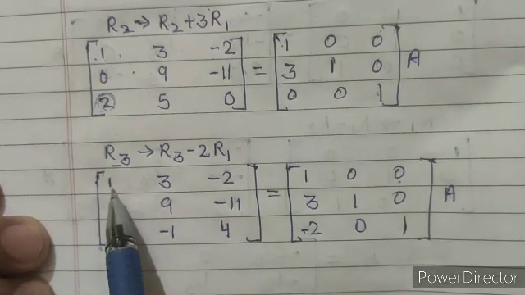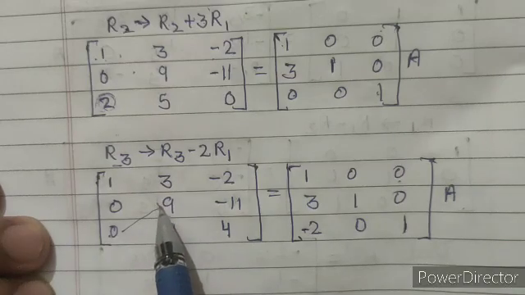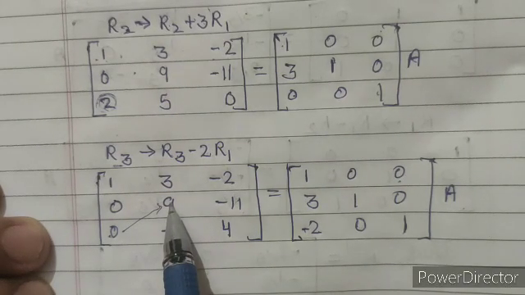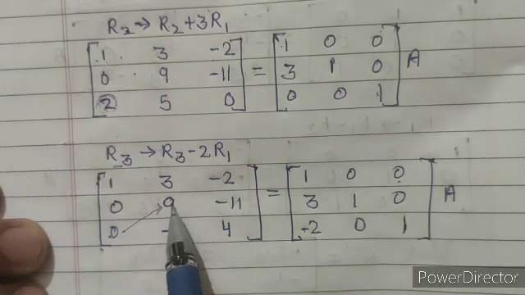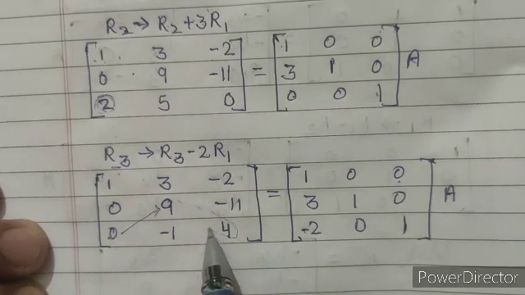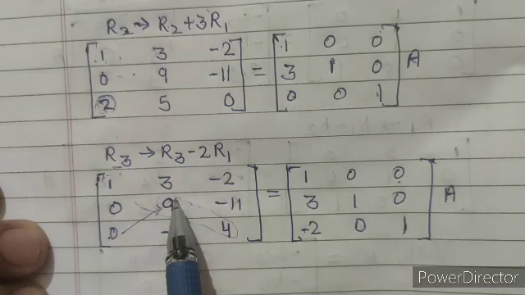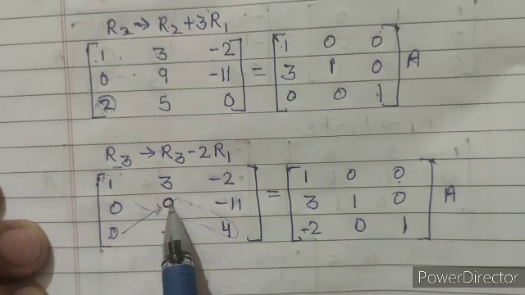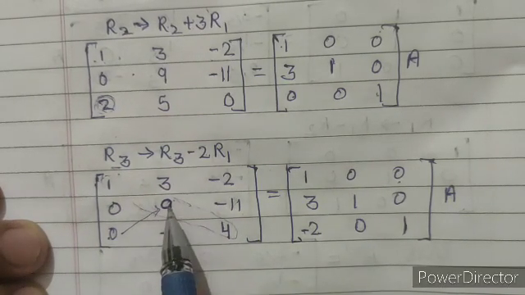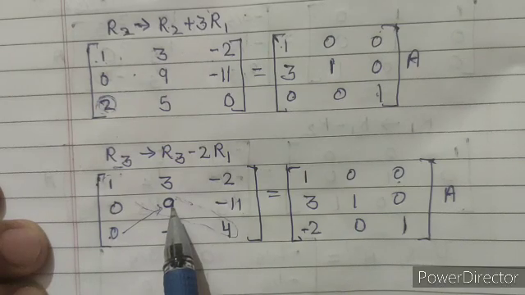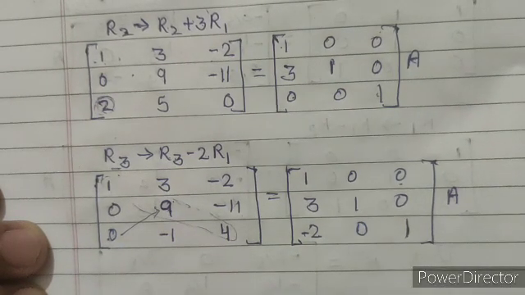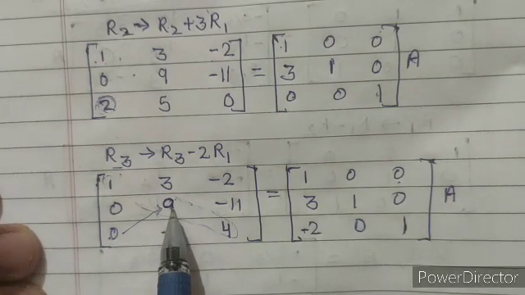Now 1 0 0 we have obtained. Now in place of 9 we need 1, because all the diagonal elements of the identity matrix are equal to 1. So in place of 9 we need 1. 9 minus 8 will give us 1.